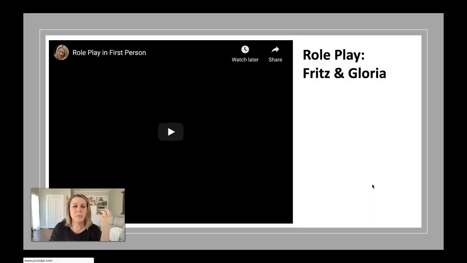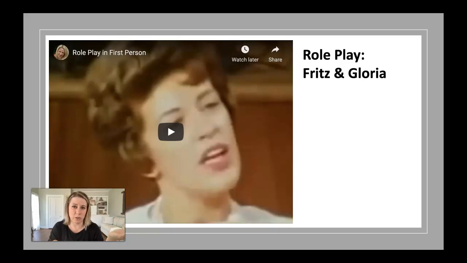So then a related Gestalt intervention is role play. Rather than speaking to an empty chair, the client speaks to the counselor who's playing a role. So here's an example of a role play in the first person between Fritz Perls and Gloria. So Gloria begins by playing Fritz and then she moves to playing herself, Gloria.